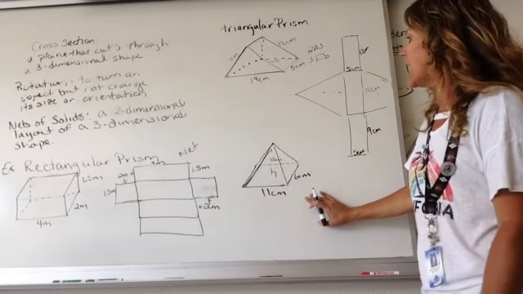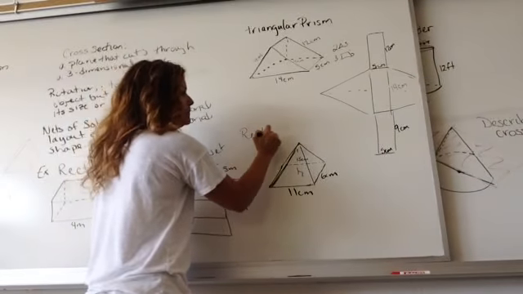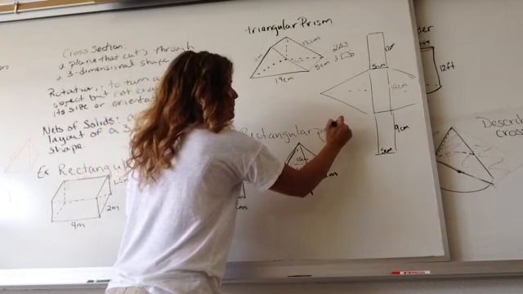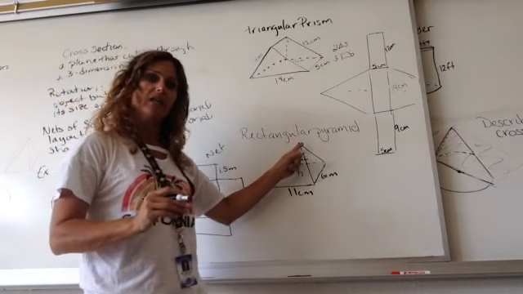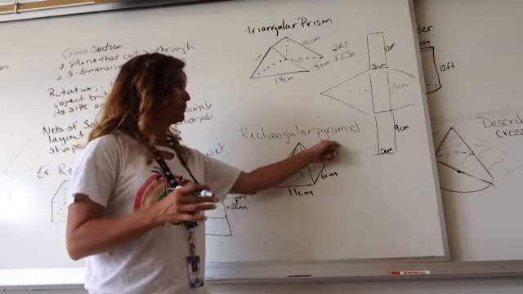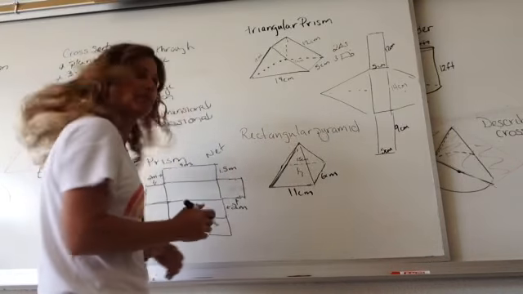Here, I have a rectangular pyramid. I know it's a pyramid because it comes to a point. The lateral faces are all triangles. It's a rectangular pyramid. The rectangular part comes from the base. The base is that rectangle.